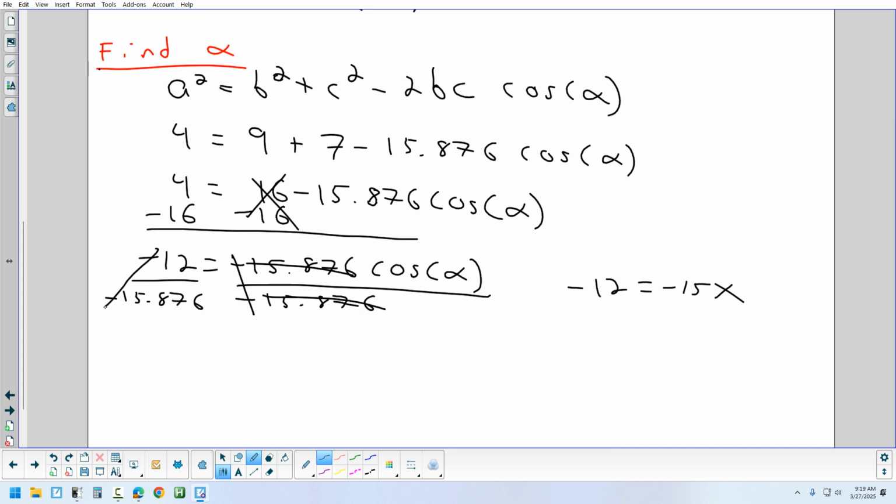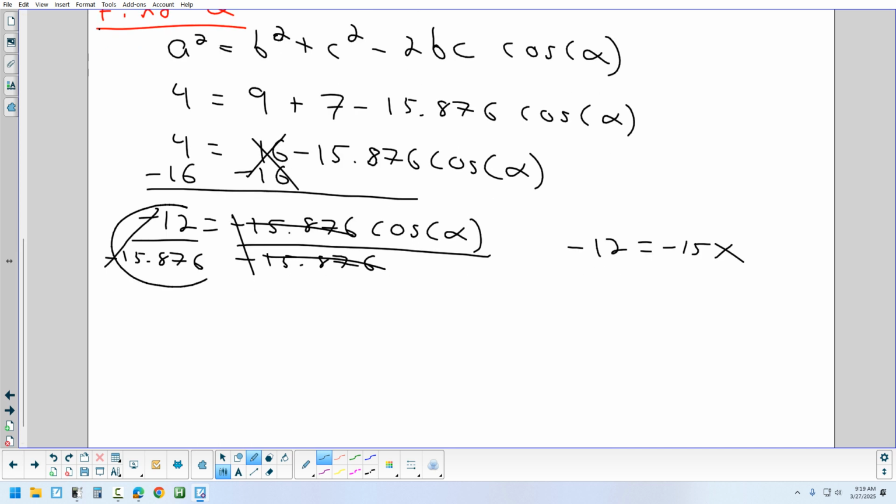Okay. Now, don't do this out. If you do that out, that's just another rounding you're going to be doing. We've already done some rounding, so I want to avoid more. So leave it as 12 divided by 15,876. Okay, so now we've got that. And what would be my last step to get alpha by itself?